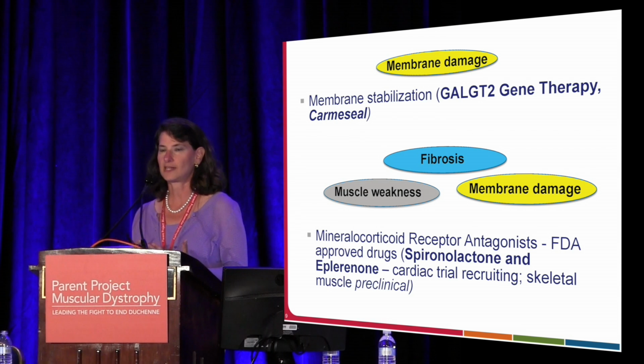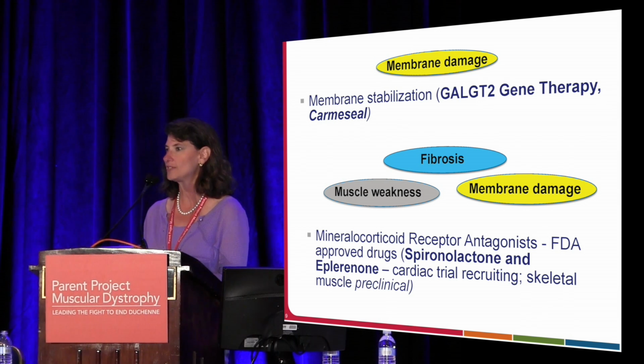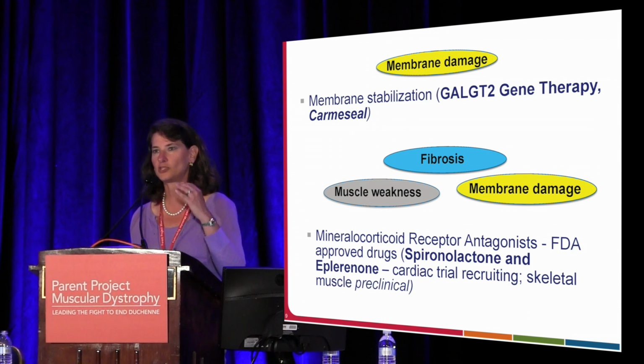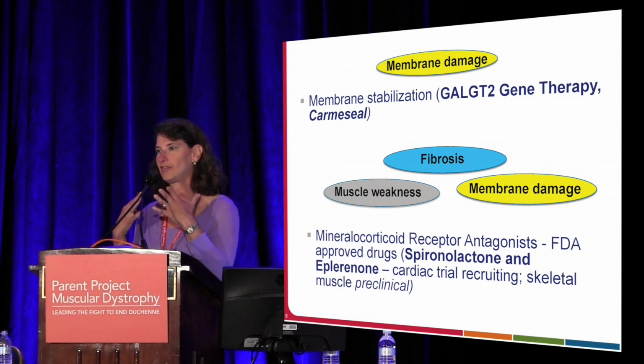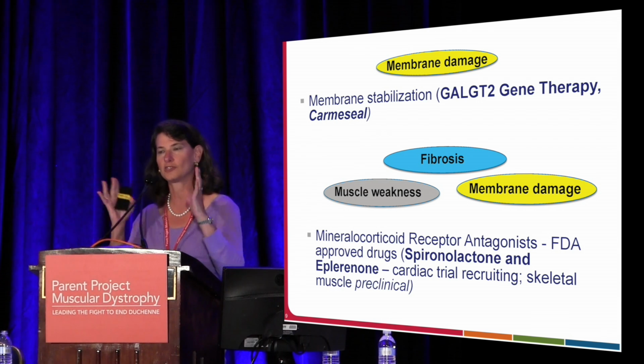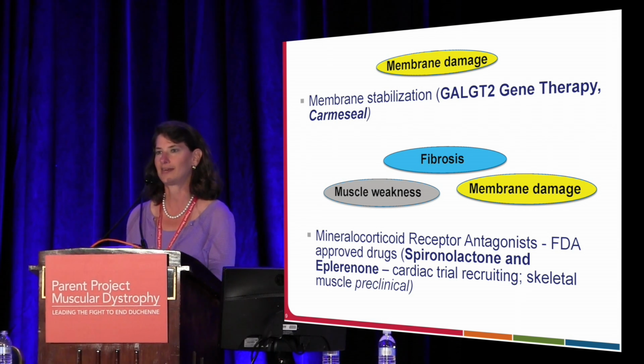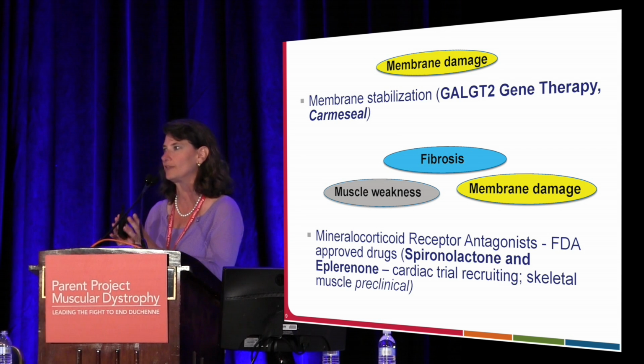So there are other ways besides restoring dystrophin or compensatory linkages that may target membrane damage. There's a clinical trial being planned on GAL-GT2 gene therapy. And what GAL-GT2 does is it puts sugars on the proteins of the complex that associates with dystrophin and helps stabilize that at the membranes. And the sugars help coat the membrane and make it stronger. Another approach that's similar is called Carmacil, and this is a molecular Band-Aid that is known for many tissue types to be able to just non-specifically seal the membrane.